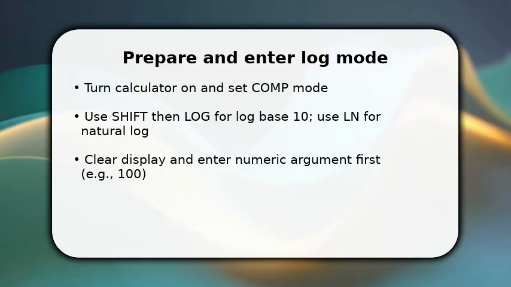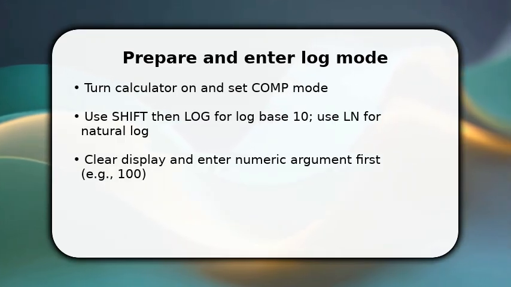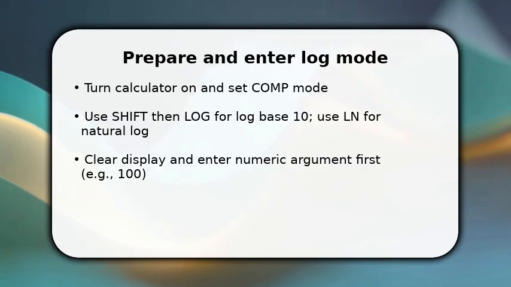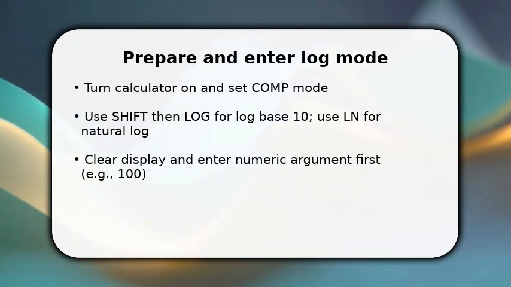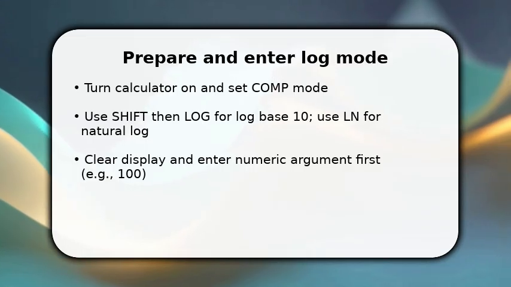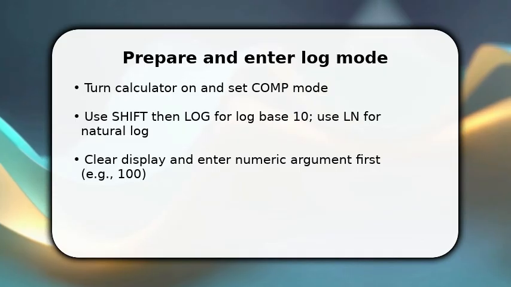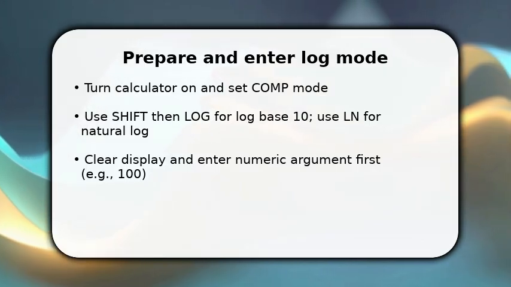You start by powering the Fx-570MS and confirming COMP mode so you get direct numeric results. Press the number keys to enter the value you will take the log of, for example type 100. Once done, press Shift then the log key to call log base 10, or press ln for the natural logarithm. Make sure the input cursor shows the full number before confirming.